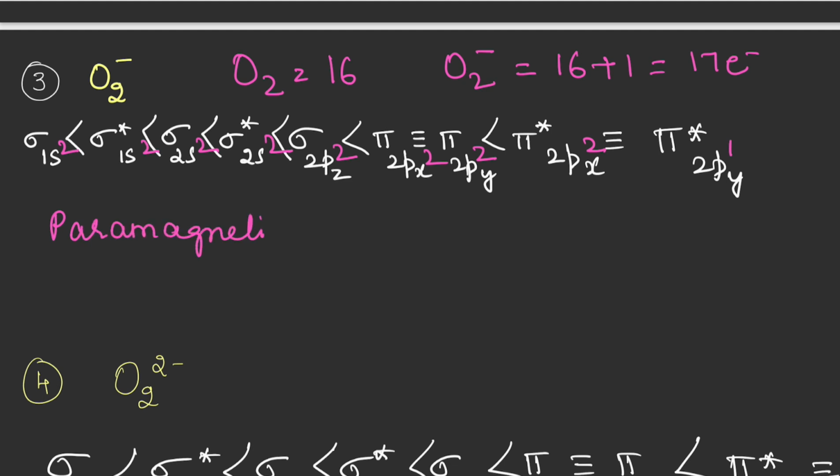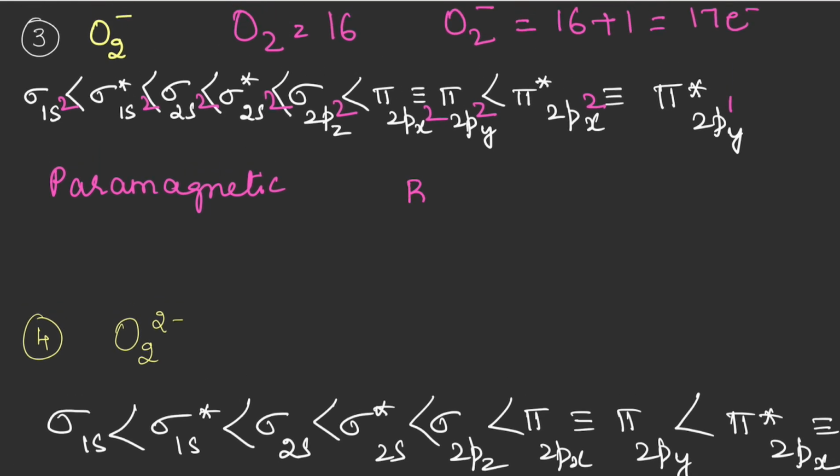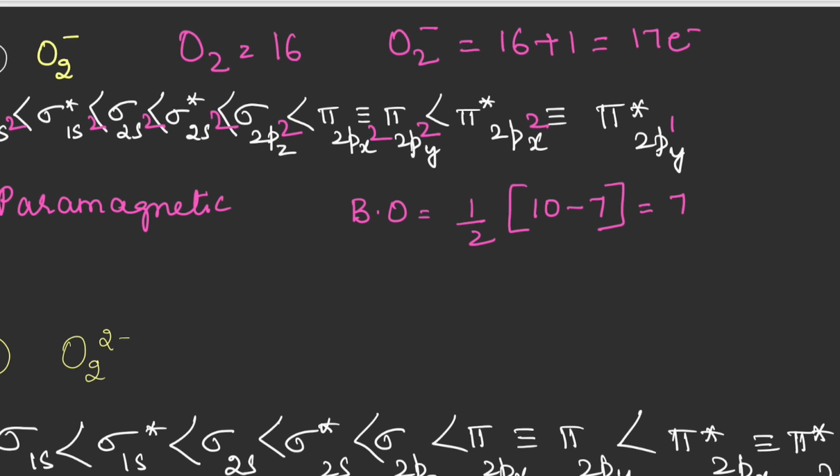Paramagnetic. So let us calculate the bond order. Bond order is equal to half into the number of electrons in the bonding molecular orbital, which is 10, minus the number in the anti-bonding orbital, 7. So 10 minus 7 is equal to 3. 3 divided by 2 is nothing but 1.5.